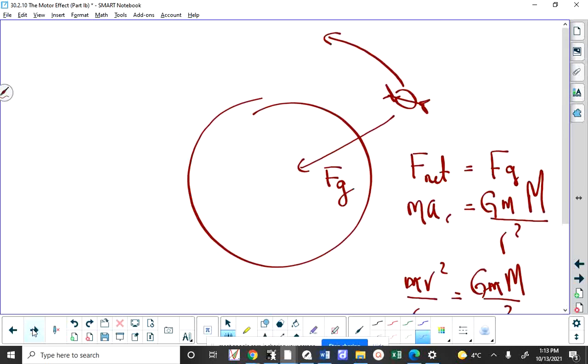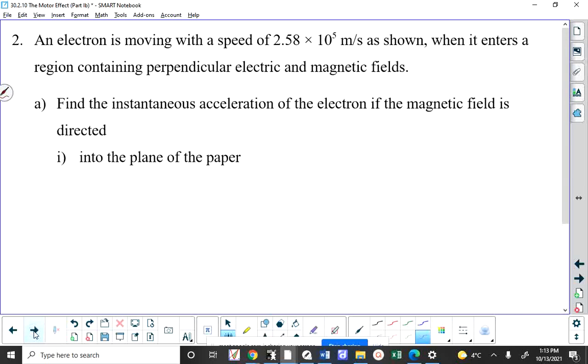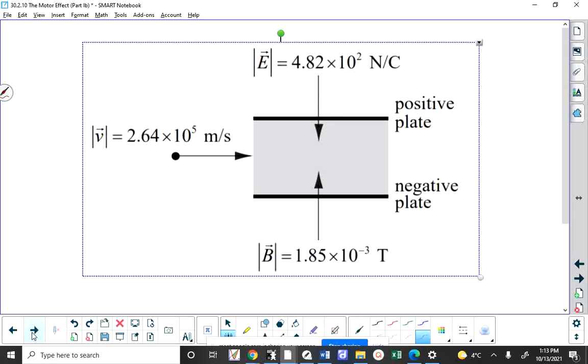All right. So the next question is also dealing with a force analysis. We've got an electron or a beam of electrons, doesn't really matter, moving at 258,000 meters per second. It enters a region containing two fields, an electric field and a magnetic field. We want to find the acceleration at that point of entry of the electron if the magnetic field is into the plane of the paper. So let's take a look at the diagram.